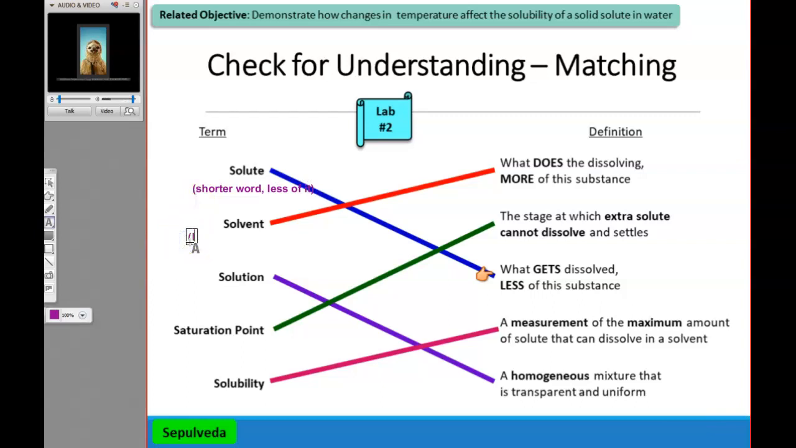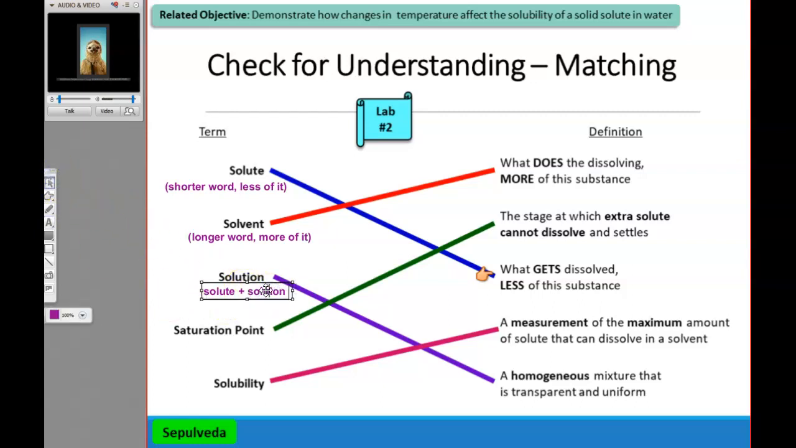Solvent, okay, again, it's a bigger word, so obviously that's what does the dissolving. More of the substance. So for example, water. If we were to put sugar into water, water would be my solvent. My sugar would be my solute. Solution is the homogeneous mixture that is transparent and uniform. That's what the whole thing is called when we have that homogeneous mixture there.